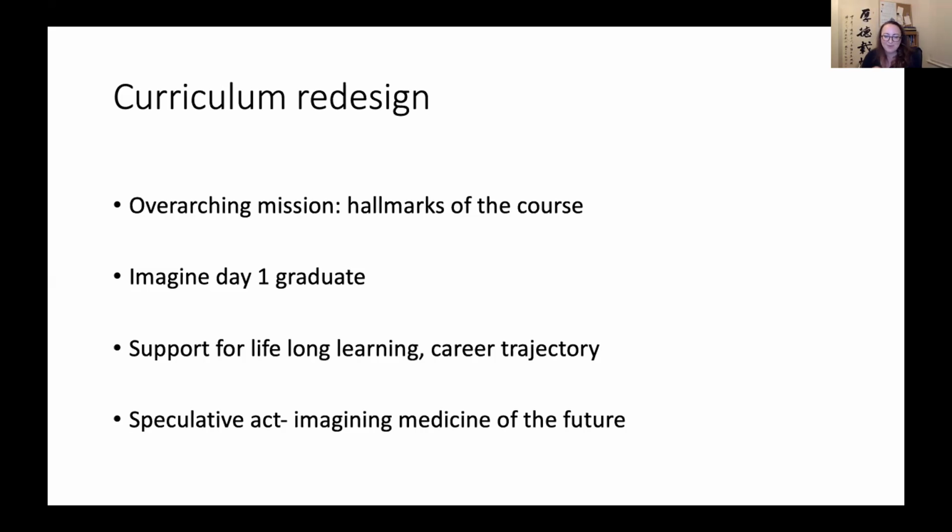Now that is pretty easy to measure. You have examinations, you have finals examinations, but the second part is really much more difficult. It's about how do you support doctors in the whole trajectory of their career?